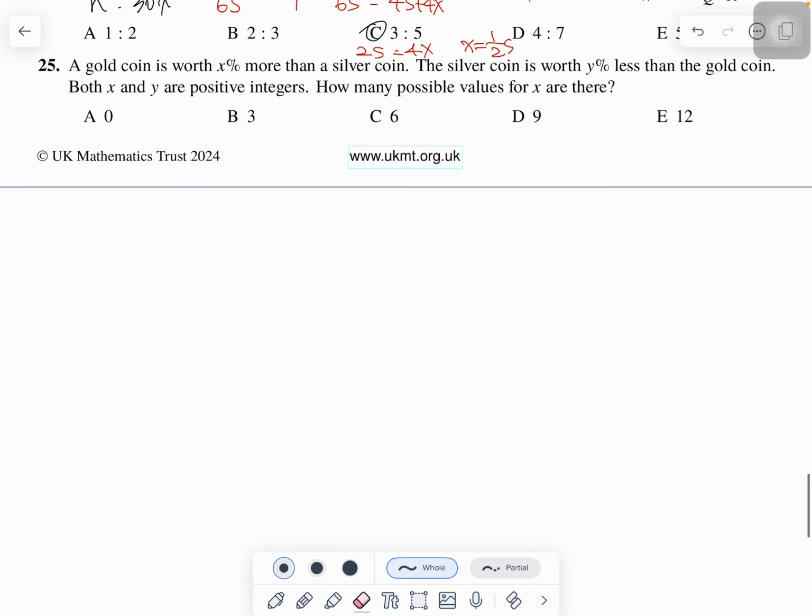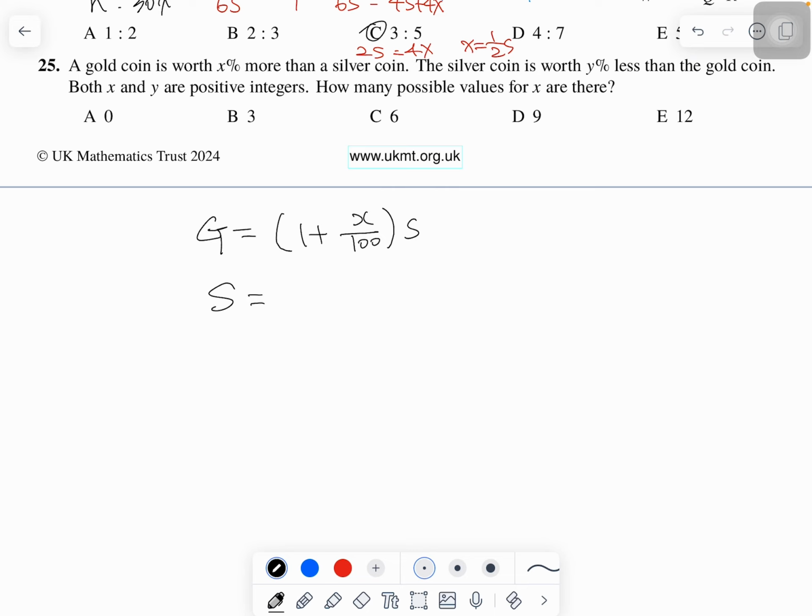And 25. A gold coin is worth X% more than a silver coin. Oh, so now again X% more. So the gold coin is X% more than the silver coin. The silver coin is worth Y% less than the gold coin. X and Y are positive integers. How many possible values for X are there? Oh, so let's put this here.